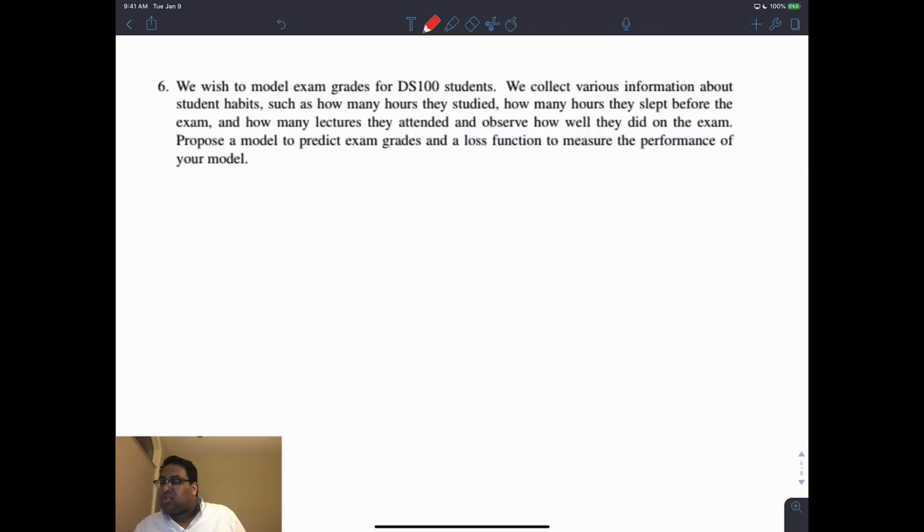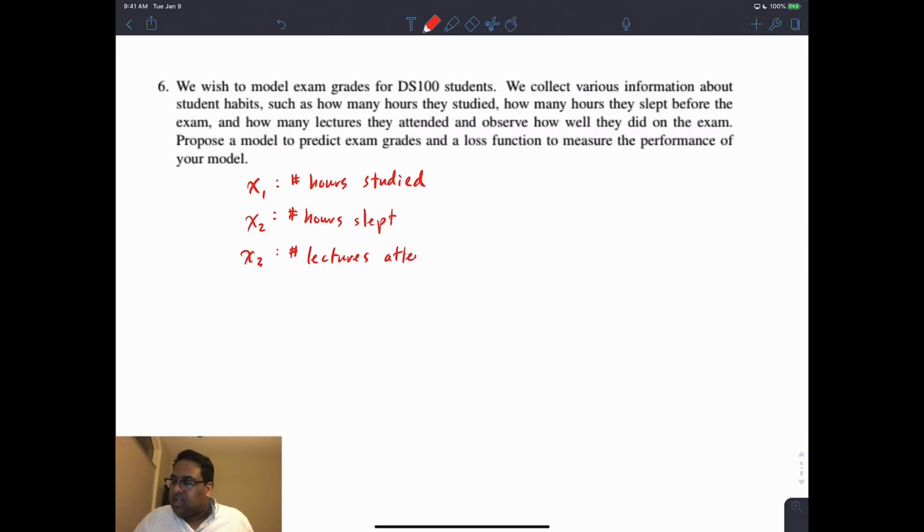And lastly, we can look at question 6. We wish to model exam grades for Data 100 students. We have several pieces of information about them, and what we call these are features. Okay, these are different features that we can use. How many hours they studied. So I can say x1 is hours studied. How many hours they slept before the exam. So I can say x2 is number of hours slept. And x3 could be how many lectures they attended, okay? So number of lectures attended.